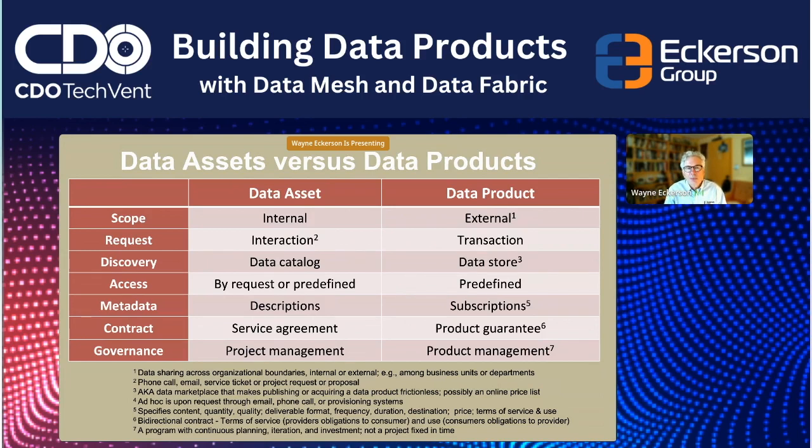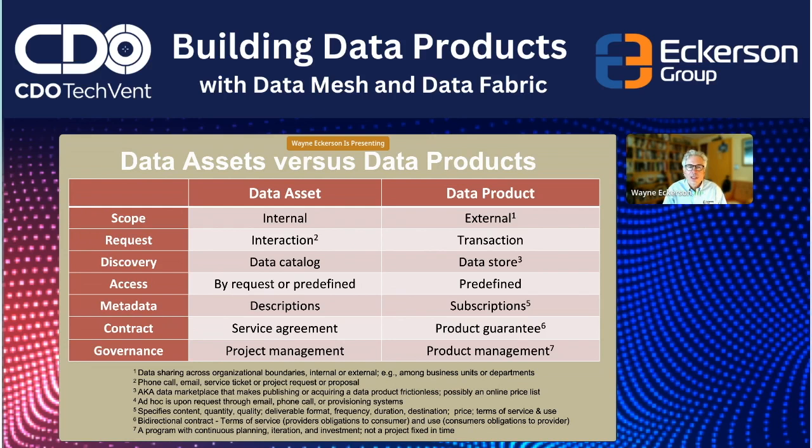From a request perspective, data assets are interaction, whereas a data product is transaction. So how do you request a data asset? Well, you pick up the phone and call your data analyst, or email them, or submit a ticket. Or if you're more formal, create a project request or proposal. Whereas a data product, the request is transactional. You go to the store and you buy it or acquire it.